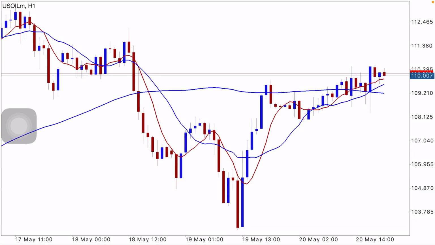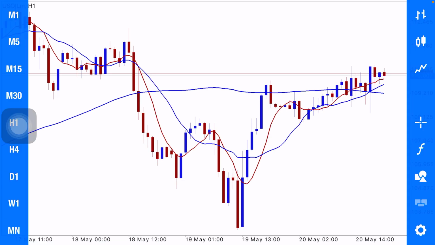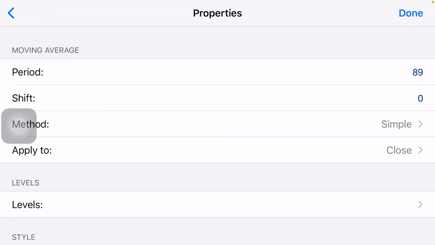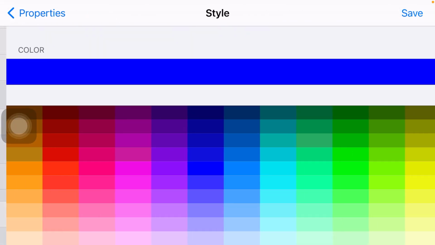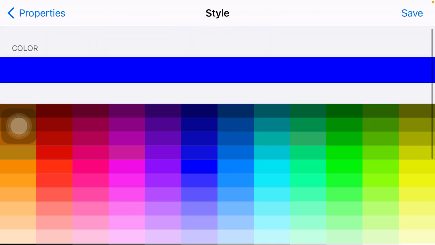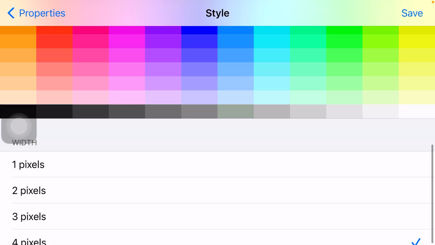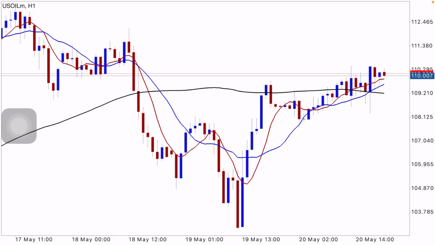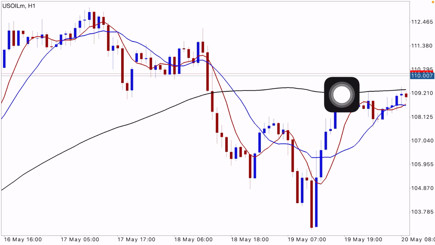Oh sorry, let me go and change the color. The 89, my own customization, normally sometimes I make it black. Yeah, normally I make it black. Very good. So it is the black color over here.